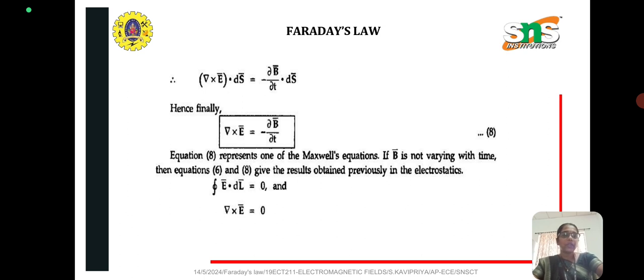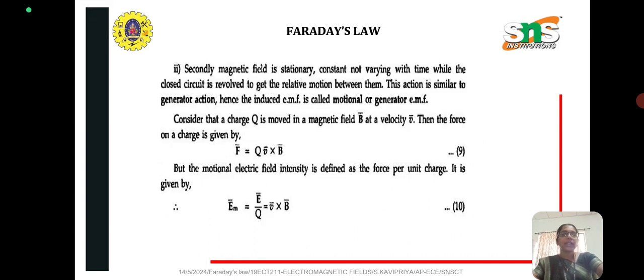If B is not varying with time, then the result we can write as the integral over the closed path of E vector dot dl is equal to 0. So del cross E is equal to 0. And the second condition is that the magnetic field is stationary and constant, not varying with time.